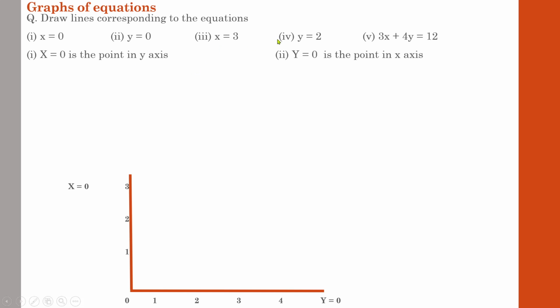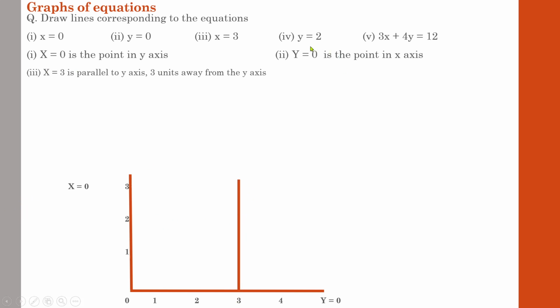Next one, x equal to 3. X equal to 3 means you need to find the point on the x-axis that represents 3. So this is the x-axis. You can see that 3 is there. That means you need to draw a line from the point 3. That line will be parallel to the y-axis. So x equal to 3 means draw a line from point 3. It will be a line parallel to the y-axis.